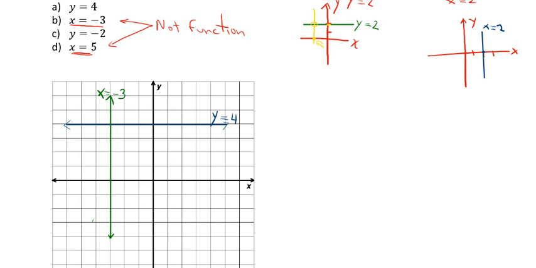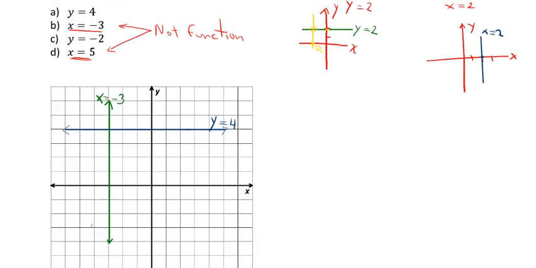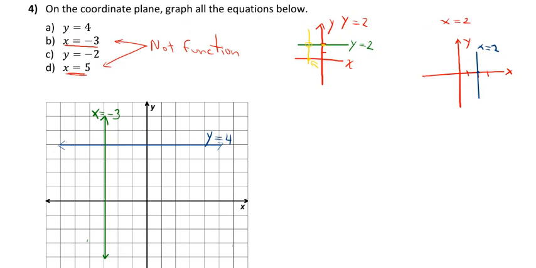So all the lines whose equation says y equal to a number are horizontal, like the blue line, and all the lines that say x equal to a number are vertical, like the green line. Horizontal lines are functions, vertical lines are not functions. And that will be it today for graphing linear functions on the coordinate plane.